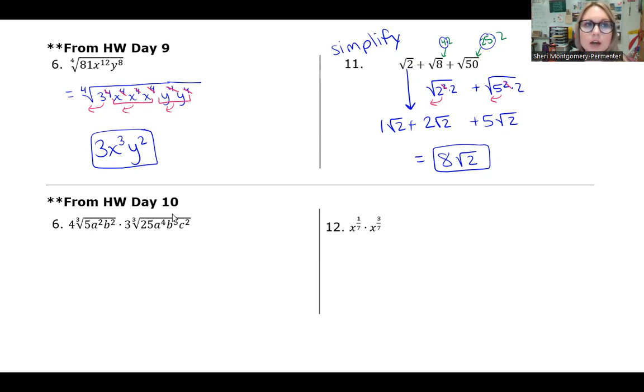Now we're going to start looking at homework from day 10. So from day 10, which one of these is easier?